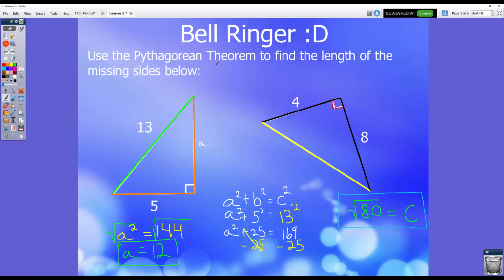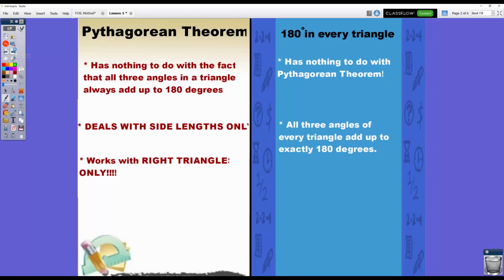And there we go. We've used the Pythagorean theorem to find a missing leg and a missing hypotenuse. Now, before we review the rest of our content about triangles, I want to make a couple of things clear because there was some confusion last week about what the Pythagorean theorem had to do with 180 degrees being the sum of all three angles in a triangle. The answer is nothing, other than the fact that both of these have to do with triangles. That's really where the comparisons end.